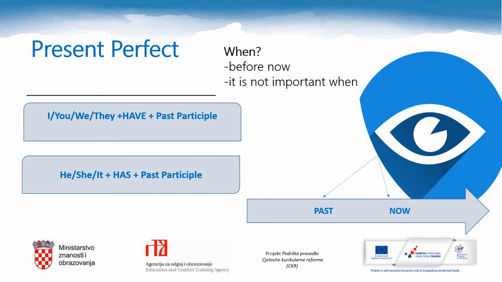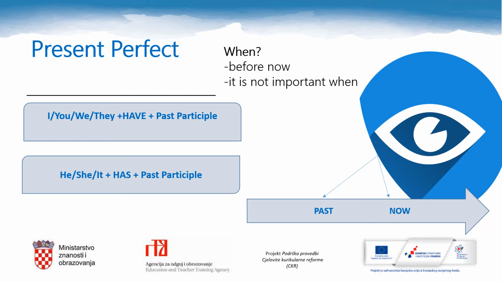Let's remember now when we use the present perfect. The form is on the left-hand side, and the question when on top of the screen. You can pause this video and you can study this slide if you are not sure how or when to use the present perfect. The two answers that I have given for you are: we use the present perfect when we speak about something, an activity that's happened before now. We don't know when exactly, and it's not important when.